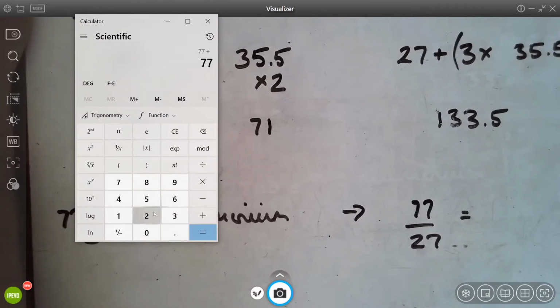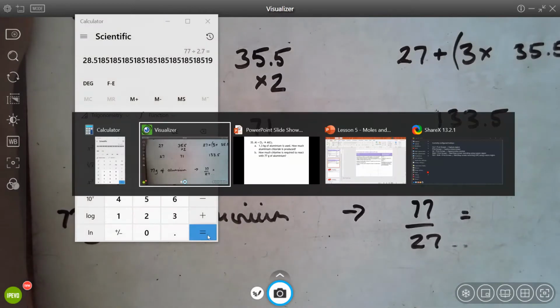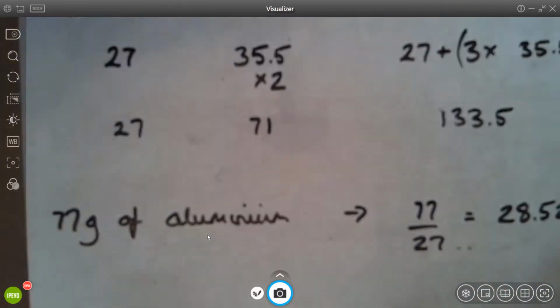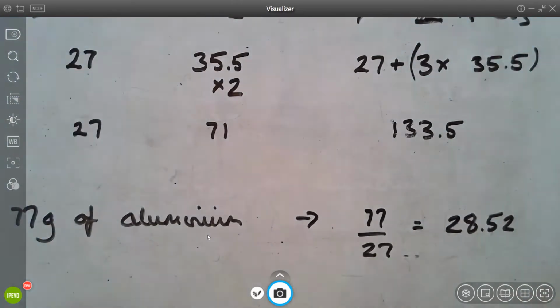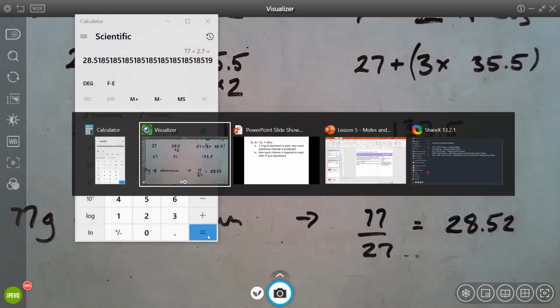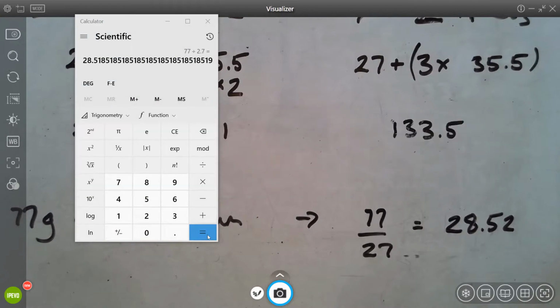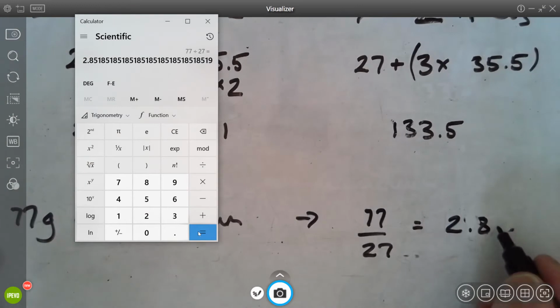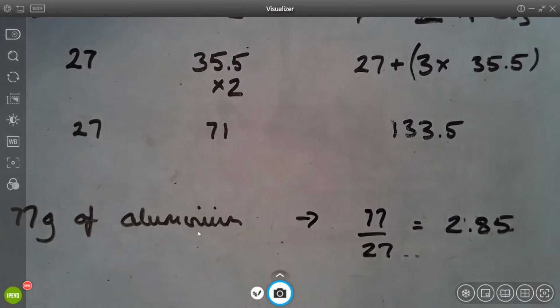77 divided by 2.7, 28.52 moles. Okay. Of aluminium. No, I've got that wrong. I made a mistake. 2.852. I'm just going to double check that. 77 divided by 27. Yeah, my mistake. 2.85 moles of aluminium. Fantastic. Back to the plot.